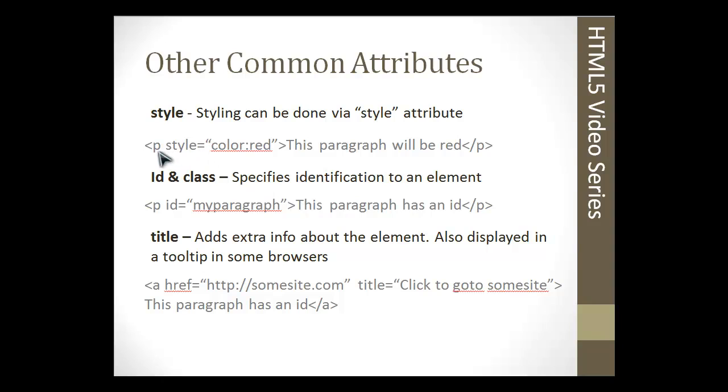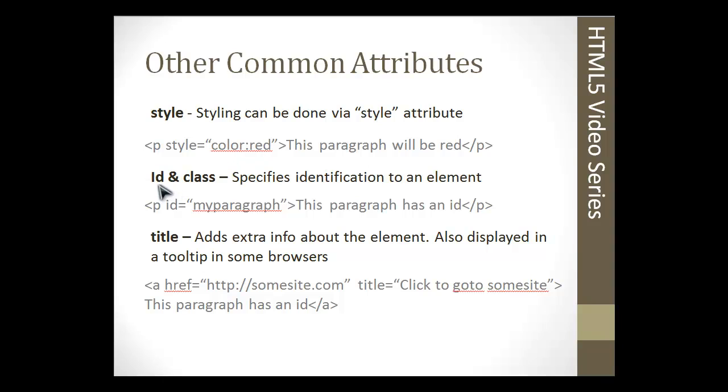We have a P tag, which is a paragraph tag, wrapped around the text. This paragraph will be red. And we have the style attribute, which is the name, and then we have the value, which is color red. Now this is a selector, a style selector, color. There's many different kinds. There's background color, there's width, height. We'll get into that in a later section.